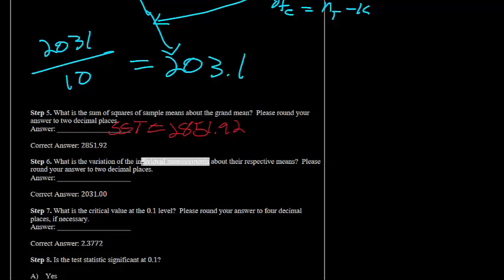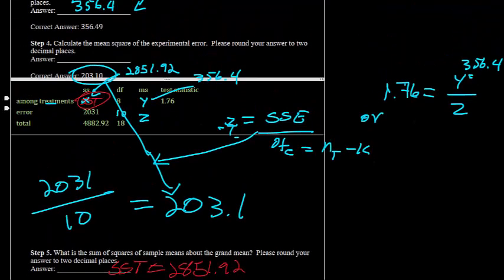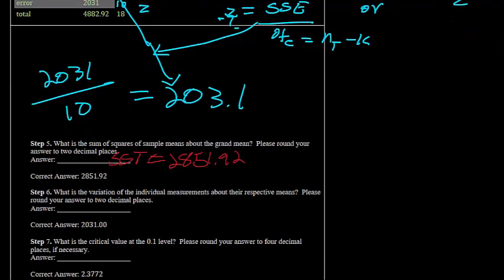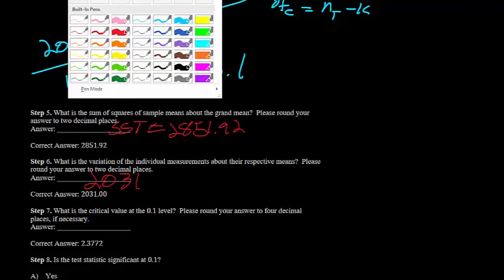The key here is individual measurements. Individual means within. And the one that we know is within is the error. So that's going to be 2031. The answer to this guy, where's my, there it is, 2031. That thing's too small. That's why I can't see it.